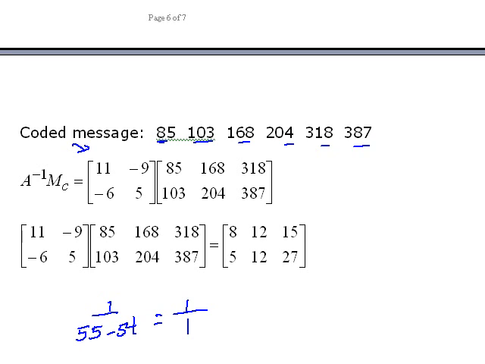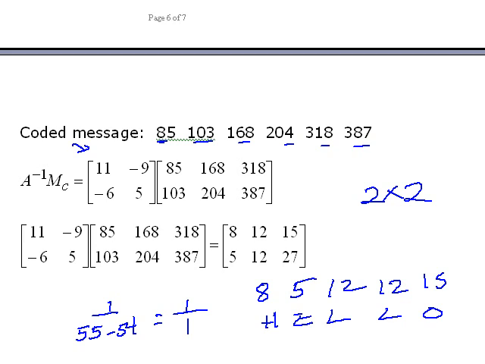And now again we have a 2 by 2, so we have to arrange the coded message into rows of 2. So there's 2 rows in the matrix. And then we just multiply. And when you get done multiplying, look what you have: 8, 5, 12, 12, 15, and then 27 was a space. And that was the original matrix of hello.